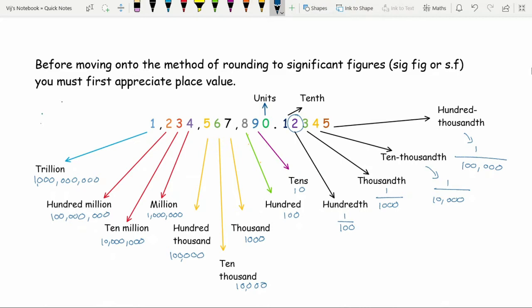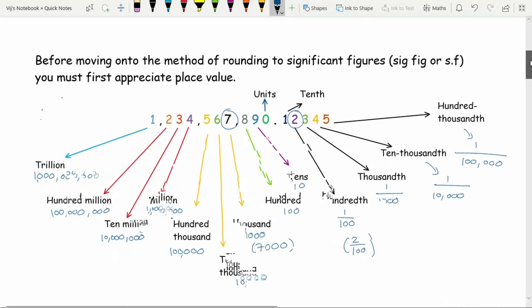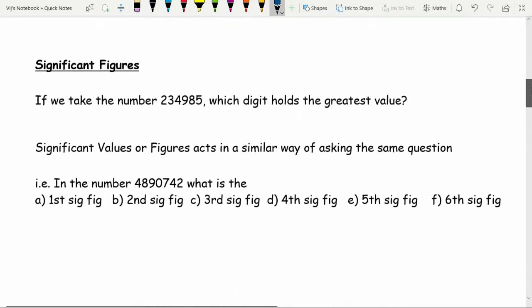Well, that represents 100th. Now, if it's 200th, then that would be 2 over 100. If it was representing, let's say, this 7 here, well, that represents 7,000, so that would be 7,000 there. So it's always important when you come to place value, even though you may class it as a really basic topic in maths and something you would have done when you first started counting, it still has its comeback with later topics. So let's have a look at how we round with significant figures.